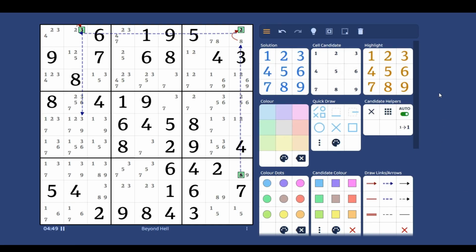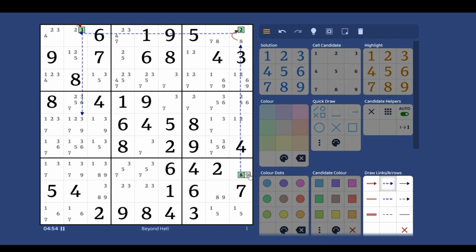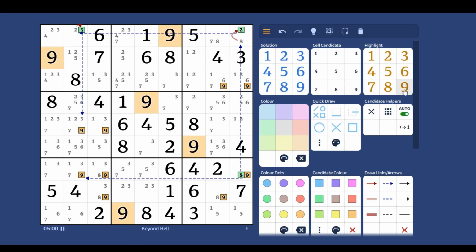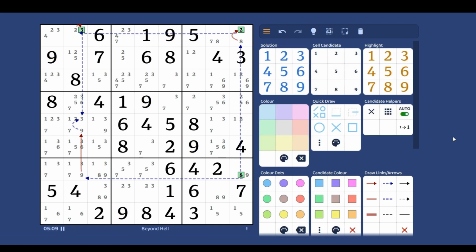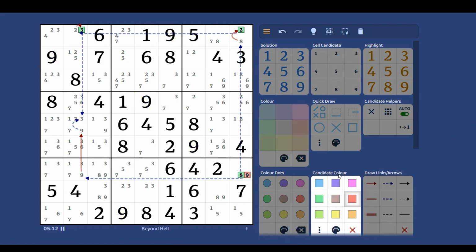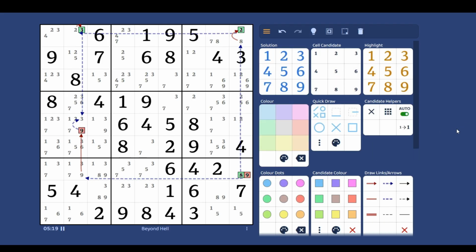Now let's look at what happens if our 9 is true. So we could say our 9 here is weakly linked to this 9 right here. And this 9 is strongly linked to this 9 right here, which is then weakly linked to this 3. So if our 9 is true, and we're going to go ahead and highlight these in red, this 9 must also be true. So we could see in either instance, whether 8 or our 9 is true, that this 3 here is going to be false.